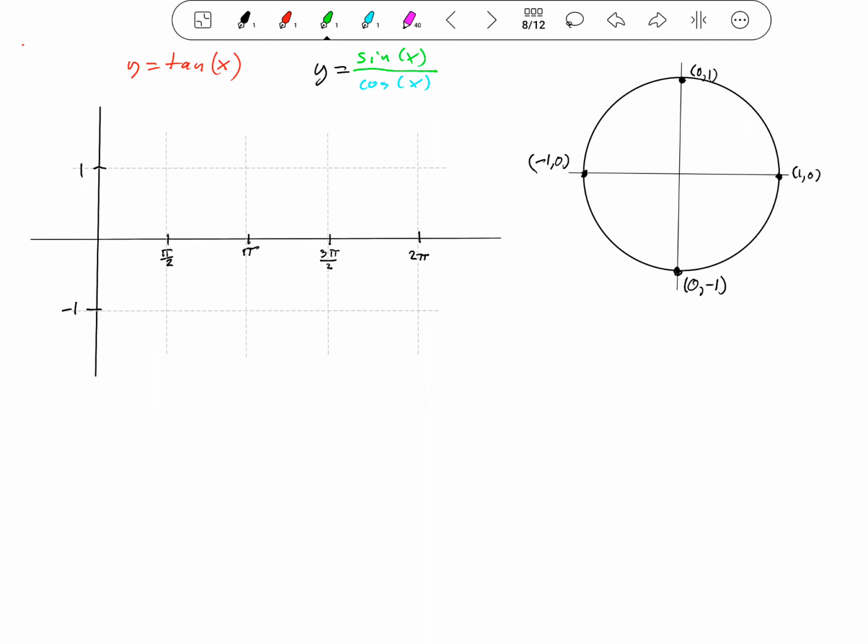We've done both of these before, so I'm just going to quickly graph sine x and cosine x. For sine x, I'm getting a graph that looks like this. And for cosine x, I'm getting a graph that looks like this.